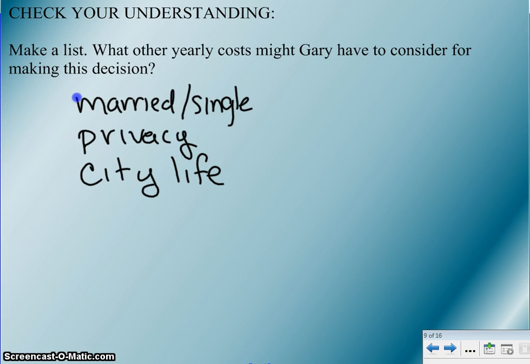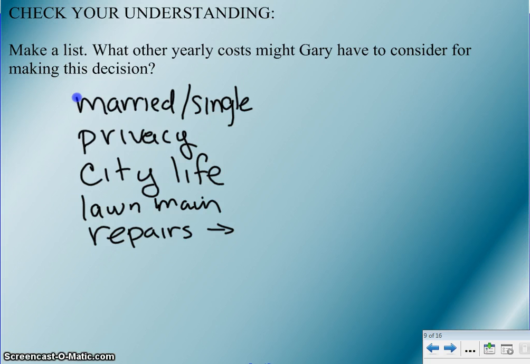Is he okay with having things like lawn maintenance and upkeep? Is he okay that he's going to have to pay for the repairs in the home, versus in the rental, he doesn't have to pay for them? Rental insurance versus regular insurance. Utilities. Sometimes in rentals, some of the utilities are covered. These are just a few of the costs that Gary might want to consider when he's making this decision for him or him and his family, whatever the case may be.